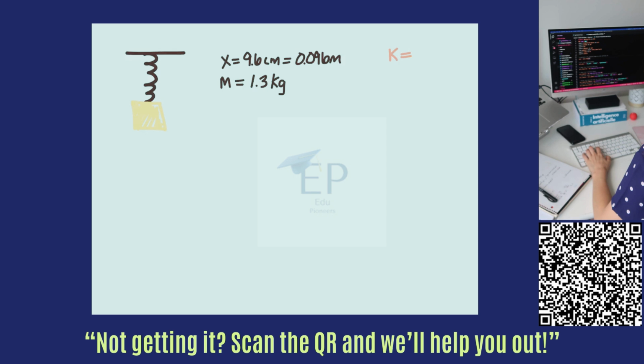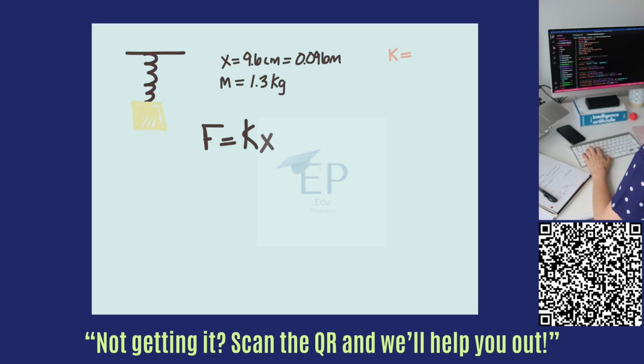For this problem, we are told that we have a vertical spring which stretches a distance of 9.6 centimeters, or 0.096 meters, after a 1.3 kilogram block is attached to it. And we're asked to find a variety of things, but the first thing we're asked to find is the spring constant. So we are going to use the equation force equals k times x.